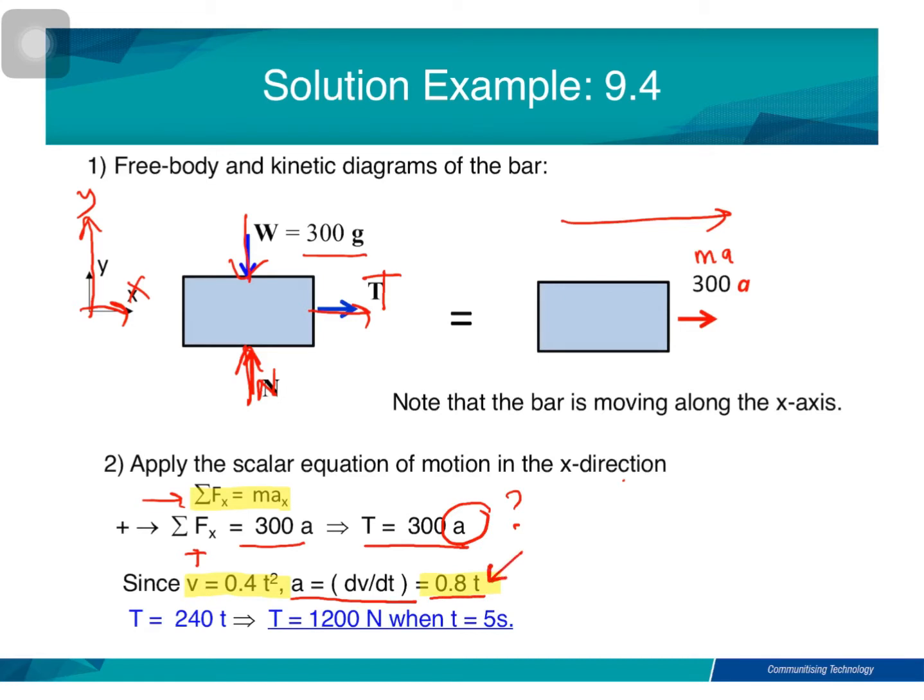So t is given as 5 seconds, so you can substitute here 0.8. So you have T is equal to 300 times 0.8t, which is 240t, right? So you can substitute t equal to 5 seconds. So the tension in the cable is 1200 N when t is equal to 5 seconds. Easy, right?